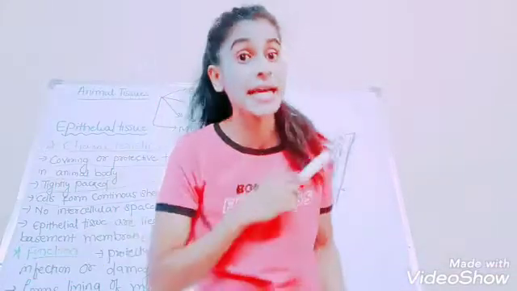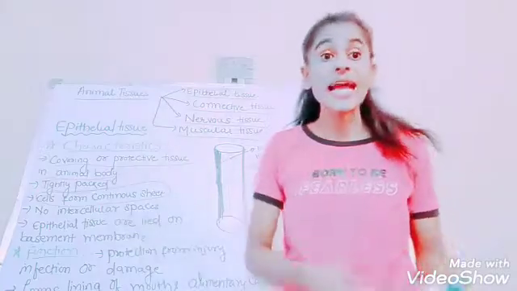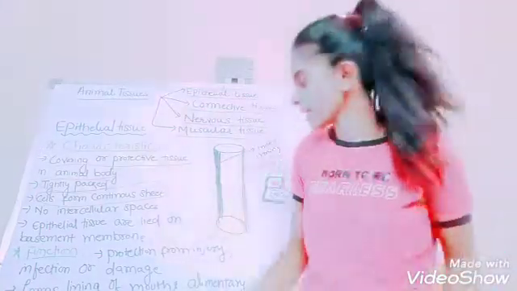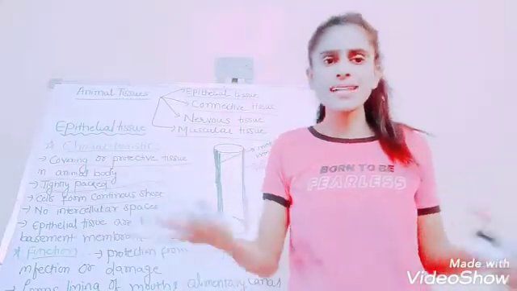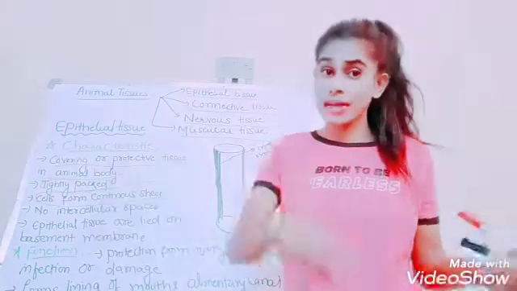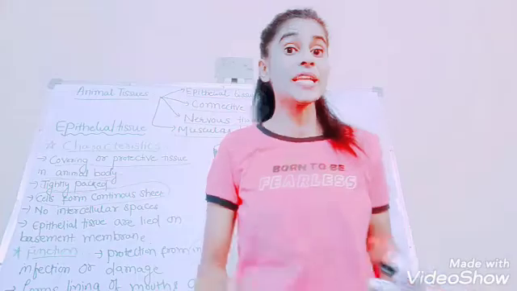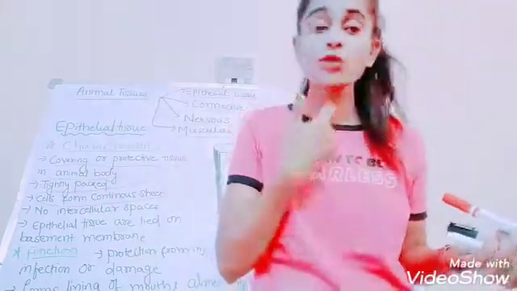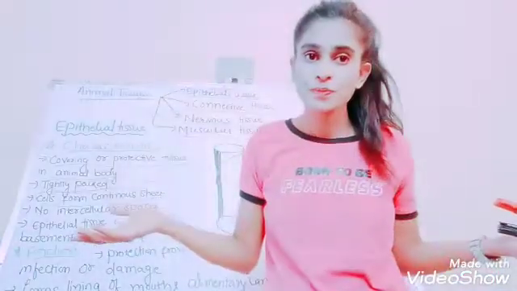Here, this epithelial tissue's main function is that it forms the inner lining inside the mouth and alimentary canal. What is the alimentary canal? Just now I told you: esophagus, stomach, large intestine, small intestine, rectum and anus, all together called the alimentary canal. So the inner lining of our esophagus is also made up of epithelial tissues, and the inner lining of the mouth and the alimentary canal are lined by epithelial tissue.